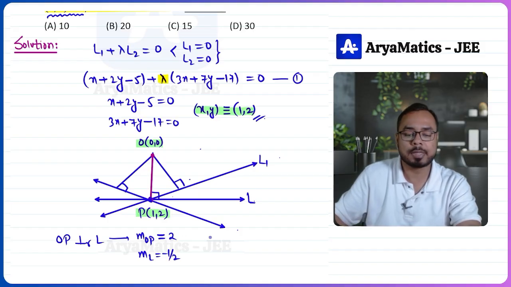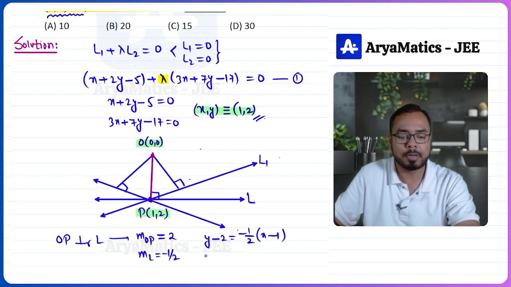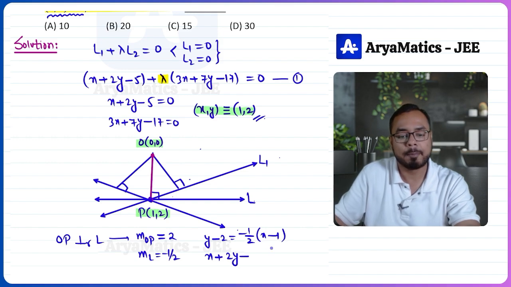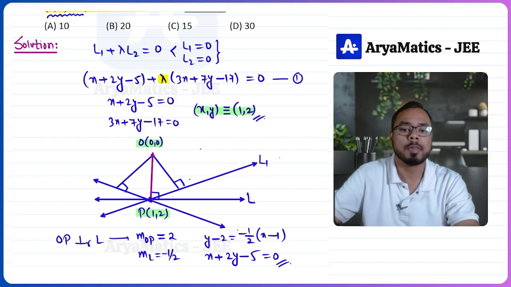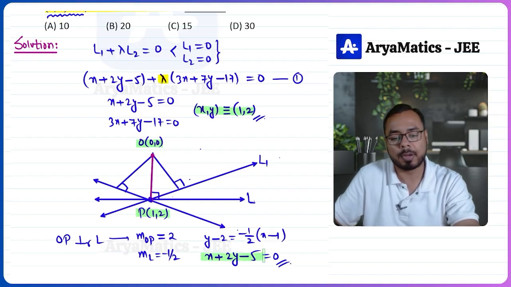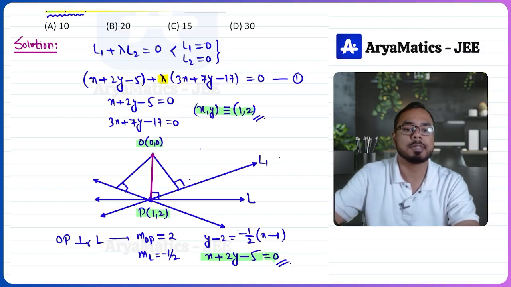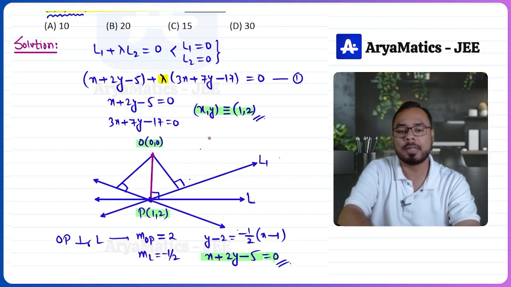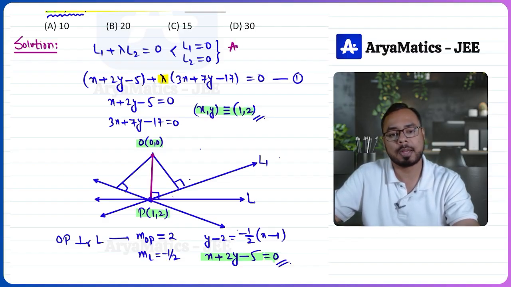So the equation of this line must be y minus y1 equals m into x minus x1. If I cross multiply, then we'll get x plus 2y minus 4 minus 1, so minus 5 equals 0. So this is the equation of the required line. And now we need the distance of this line from point 3, 6. You can very easily see that we can directly write the answer.